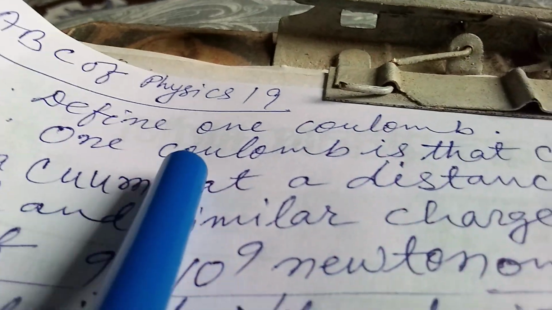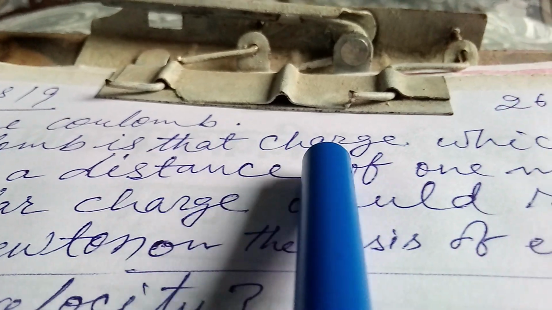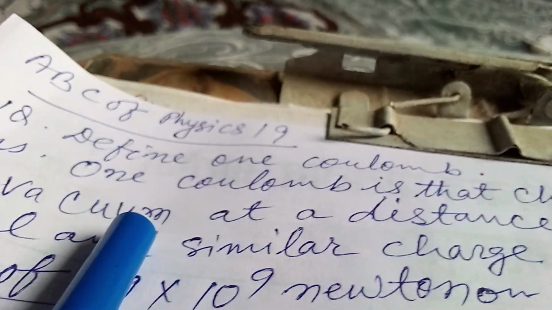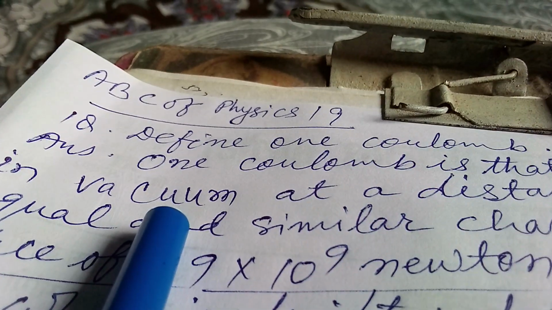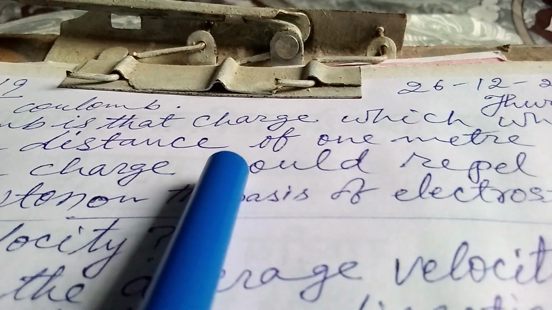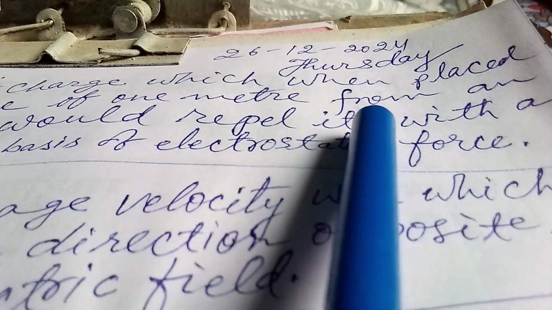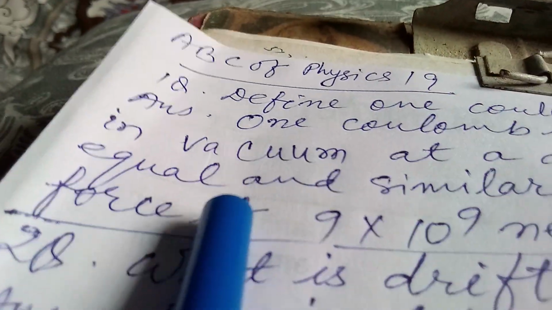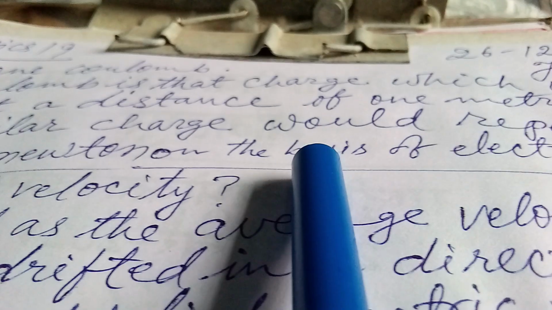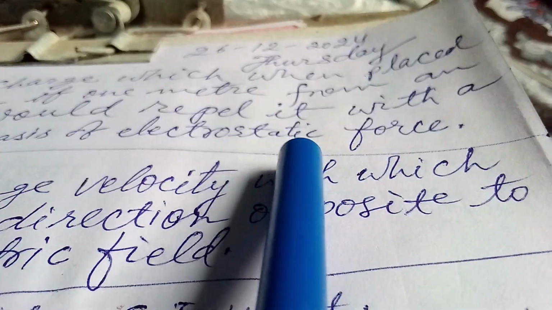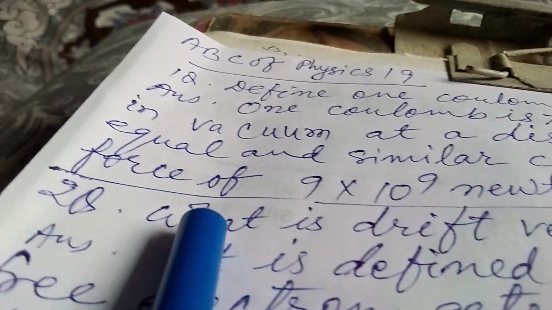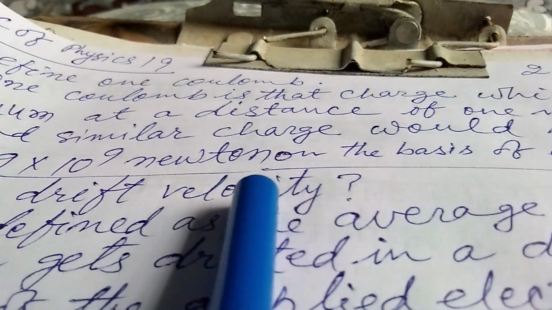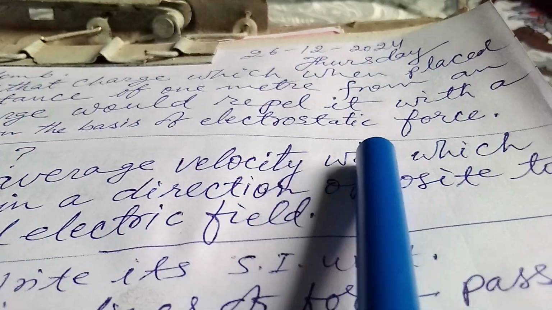Answer: 1 coulomb is that charge which, when placed in vacuum at a distance of 1 meter from an equal and similar charge, would repel it with a force of 9 × 10^9 Newton, on the basis of electrostatic force.